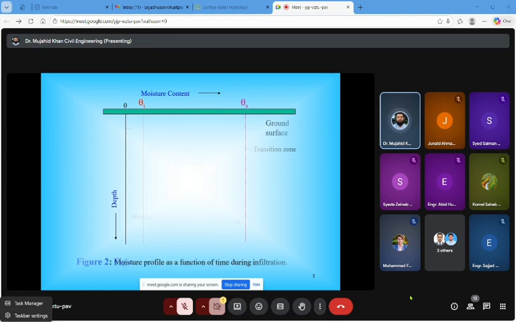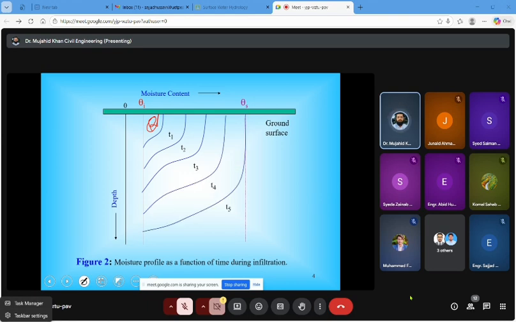And with the passage of time, it will move like this. Here at time t1, time is small and available moisture content is low, so only this smaller area is being infiltrated. When the time increases, the moisture content also increases, so more area will be wetted. Similarly T3, T4, and lastly T5, the final water that is being infiltrated. So you can say that is the moisture profile with the passage of time during the infiltration.